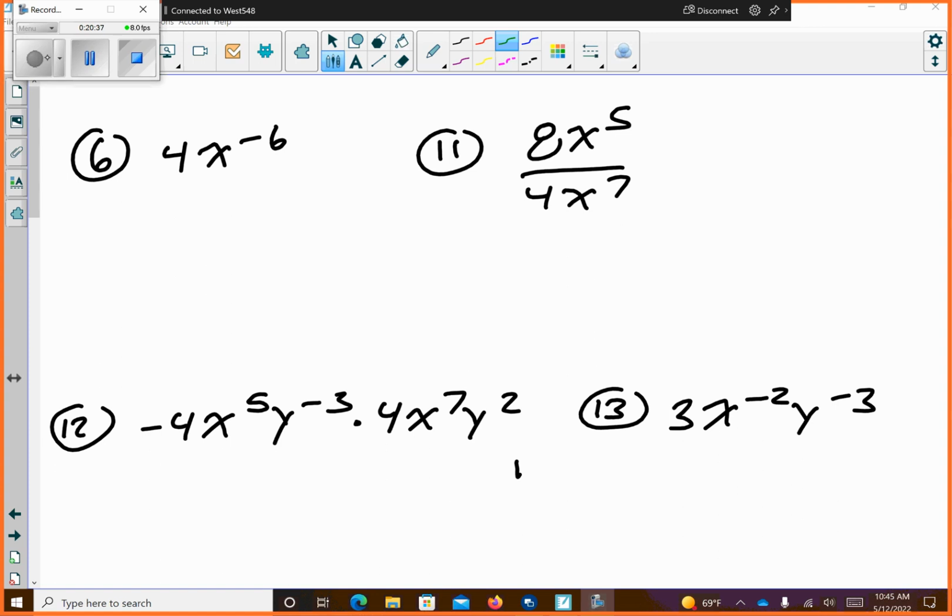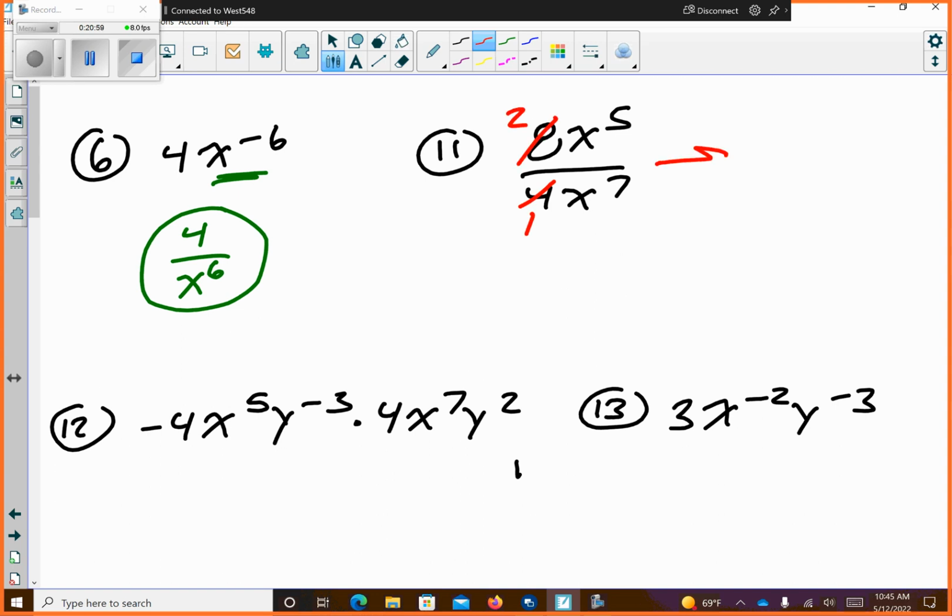Problem number 6. What moves? Yeah, this is the only part that moves, right? So I get that. Done. Number 11. No negative exponents, so we can start reducing. 4 goes in itself once, goes in there twice. So I get a 2 on top. Tug of war with the x's. Who wins, top or bottom? Bottom by how many? 2.